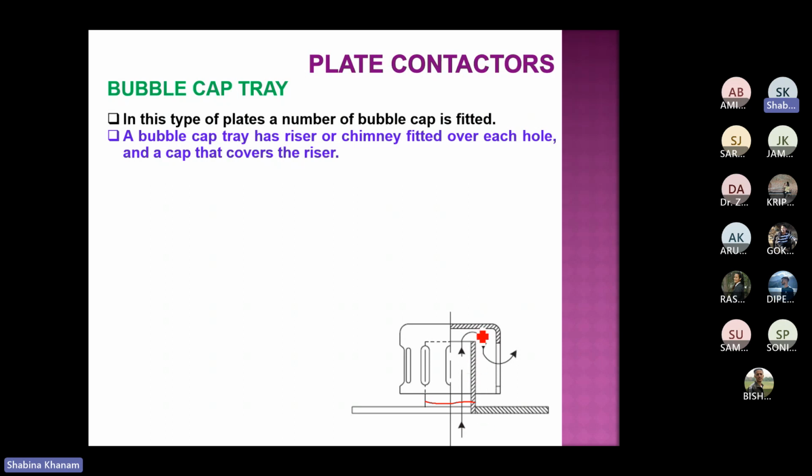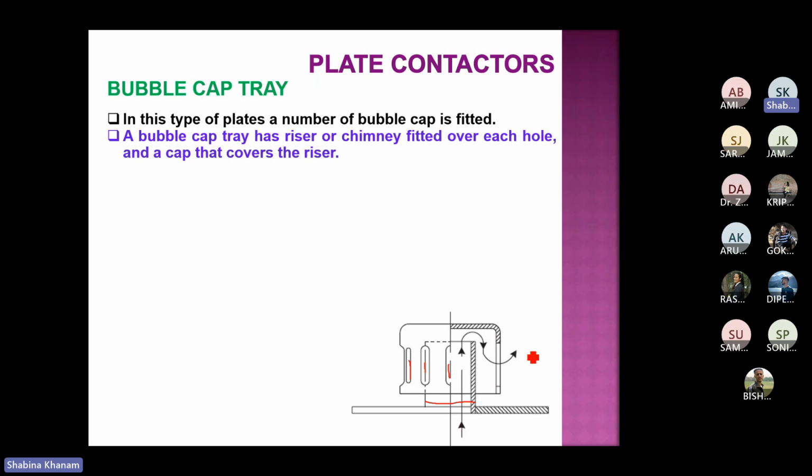There is a certain gap between the cap or this cover and this riser. So vapor moves upward, and through this gap vapor moves in a horizontal way, and then it passes through these holes. You can say this is the hole, this is the hole. So vapor passes through this hole. Now what happens when vapor passes through this hole? It passes in certain bubbles.